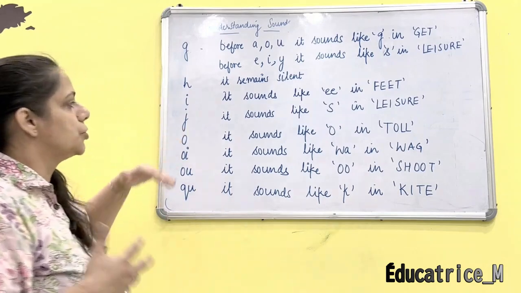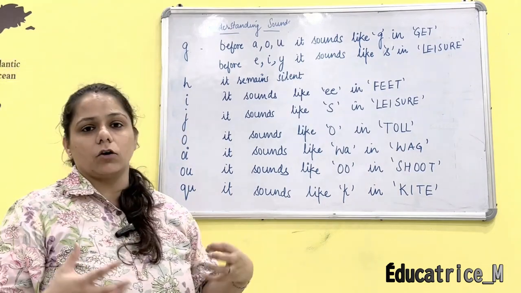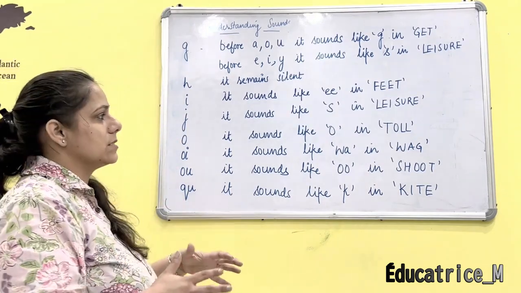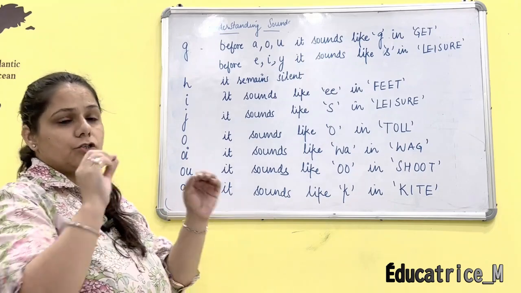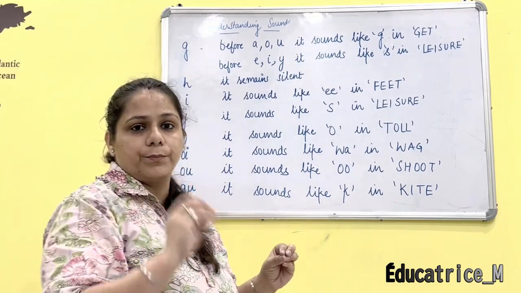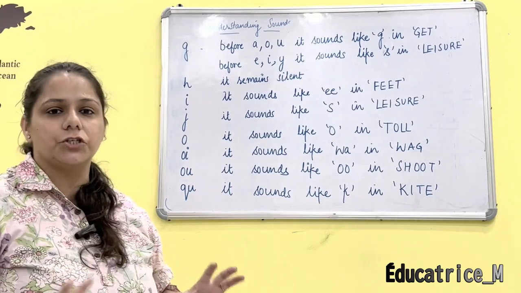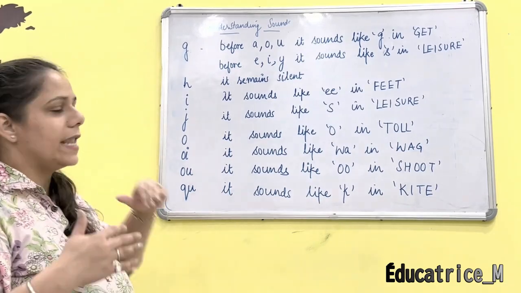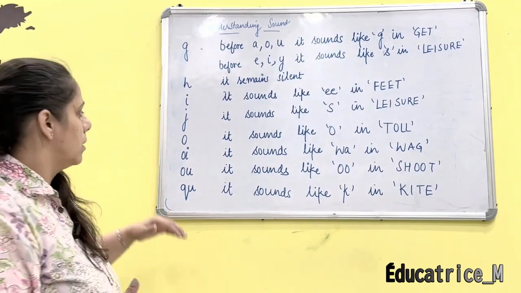How if we talk about it in Hindi, it is the sound j, j with the point in the feet, like j. So it is leisure, j, right?